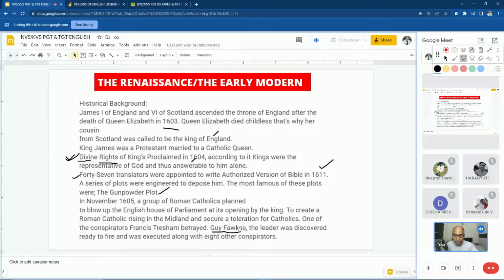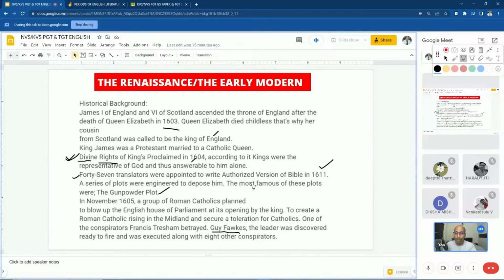This one name, remember, Guy Fawkes. Still today in England they celebrate this Gunpowder Plot, or King James I, or it is also known as the Guy Fawkes celebration. The leader was discovered ready to fire and was executed along with 8 other conspirators. So Guy Fawkes was the one hiding in the Parliament, and he was trying to fix the gunpowder, dynamite and all those things to blow up the Parliament.